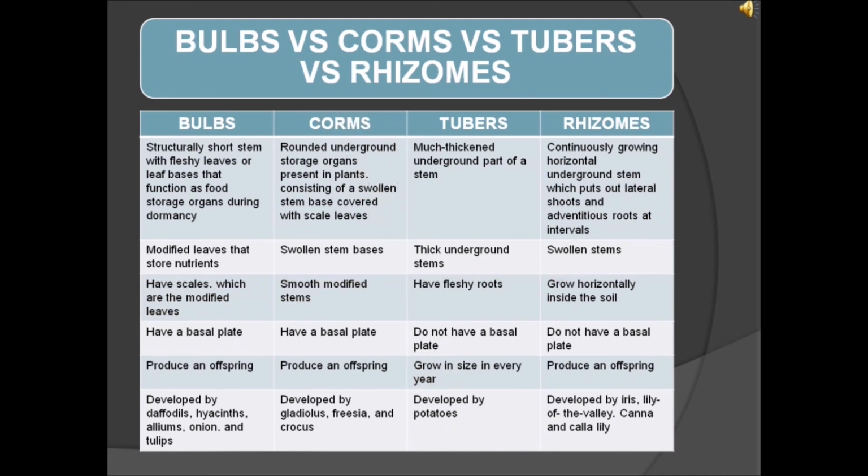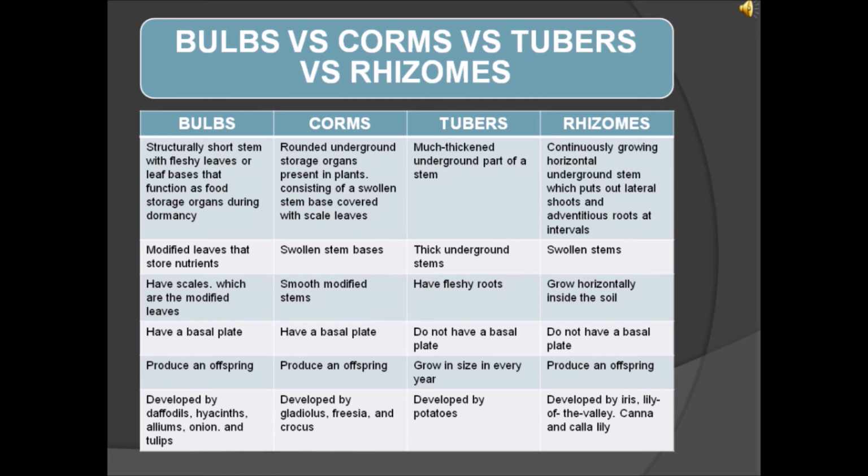Dear students, we have already learned about stems, modified stems, and underground modified stems. Also bulbs, corms, tubers, and rhizomes. Now we will learn the differences among them. We will discuss the differences among bulbs, corms, tubers, and rhizomes.